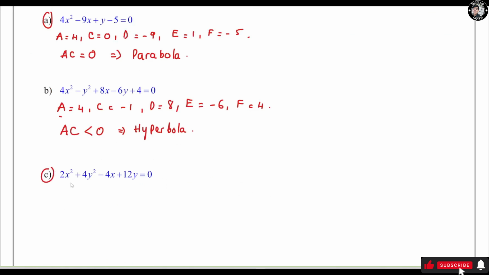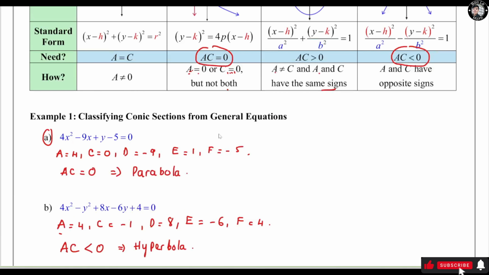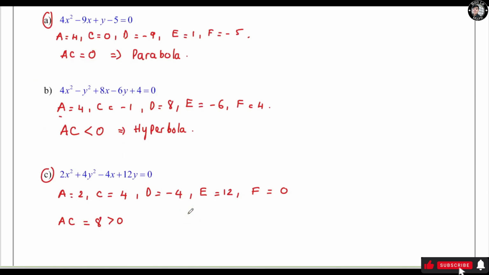Question C. A equals 2, C equals 4, D equals negative 4, E equals 12, and F equals 0. Observe that A times C equals 2 times 4, which is 8, greater than 0. So it falls into this case right here. The equation represents the ellipse.